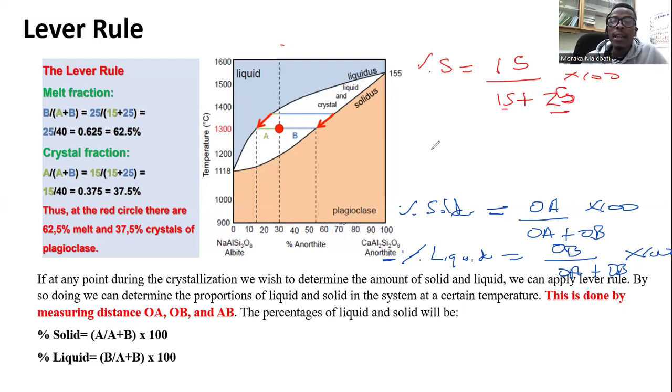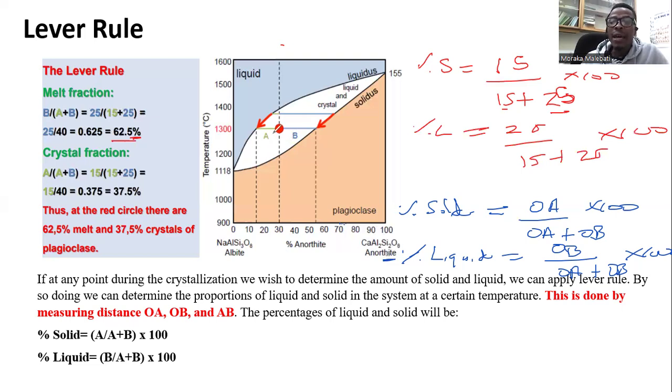I hope you understand. With this one, for the melt, you have to say OB first, which is about 25. Then the percentage of the liquid is 25 divided by 15 plus 25, multiplied by 100, which is about 62.5%. So when you are somewhere here, you have 62.5% of the melt and 37.5% of the crystals of the plagioclase. I hope this makes sense.